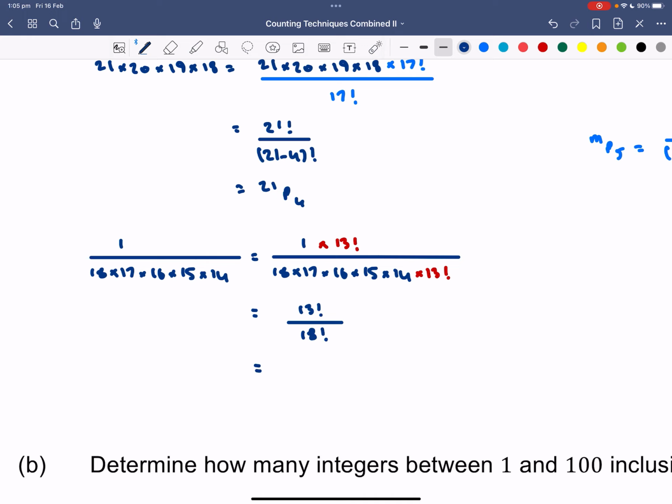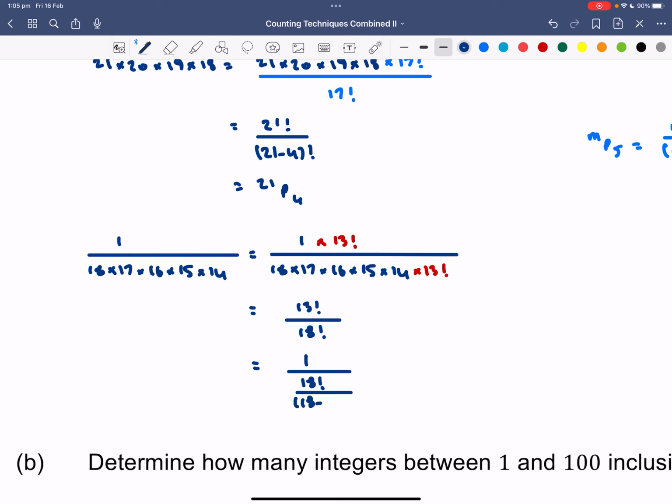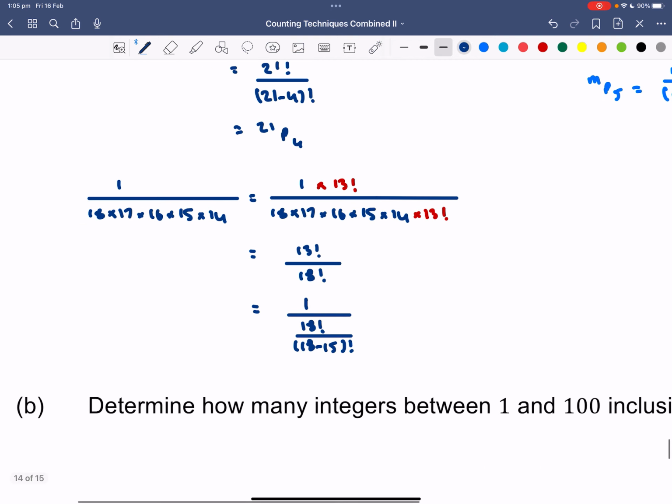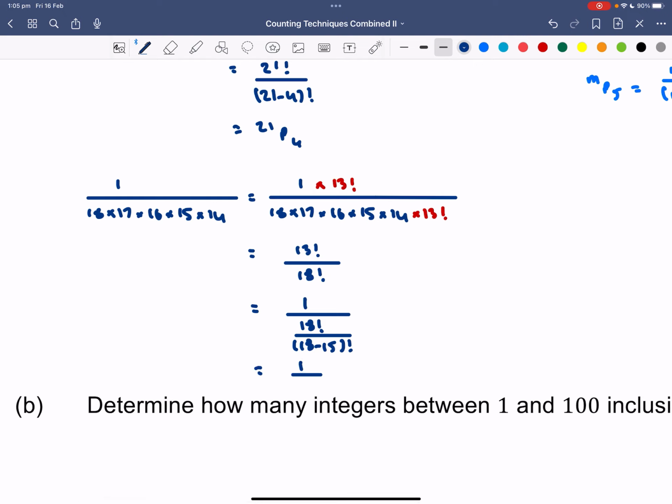And that's honestly just the same as 1 over 18 factorial on 13 factorial. If I was to write 13 a bit differently, I'm sure everyone in the class agrees that another way of writing 13 is 18 take away 5. So another way of writing this is just 1 over 18P5.